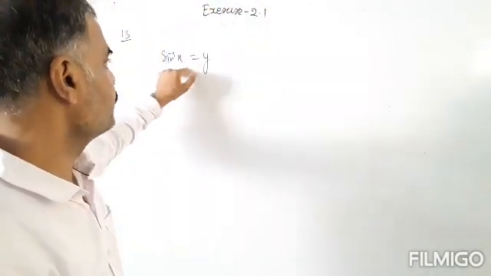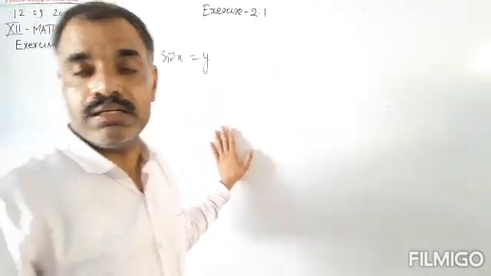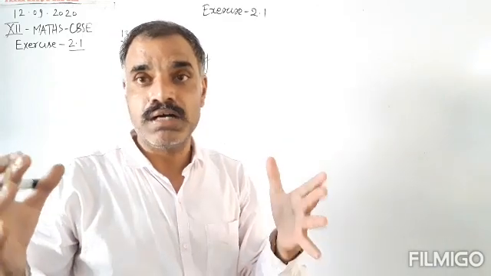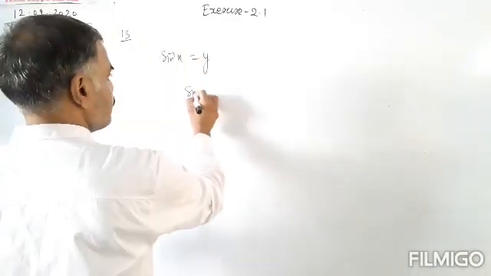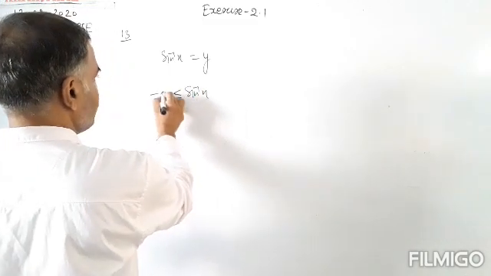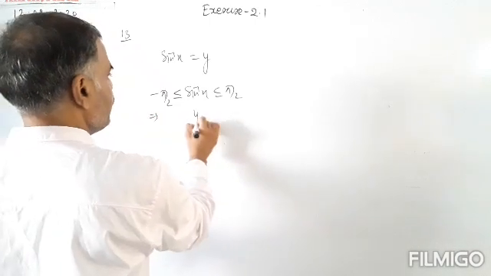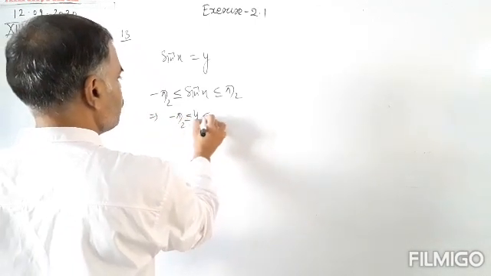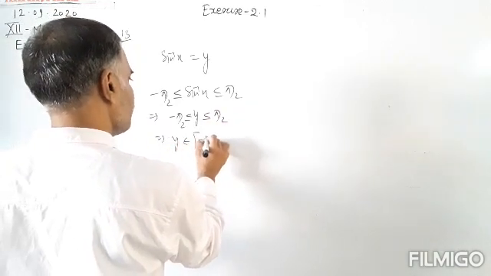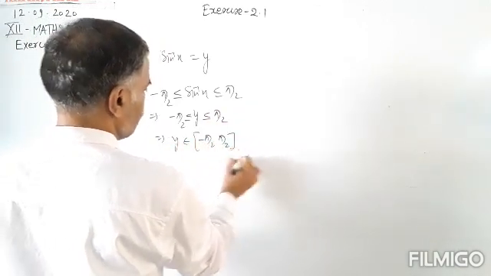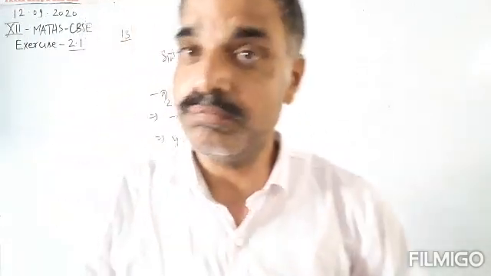Sin inverse x equals y. We know that sin inverse x lies between minus pi by 2 and pi by 2, closed interval. That is why y is greater than or equal to minus pi by 2 and less than or equal to pi by 2, or y belongs to the closed interval minus pi by 2 and pi by 2. So this is the simple explanation of question number 13.